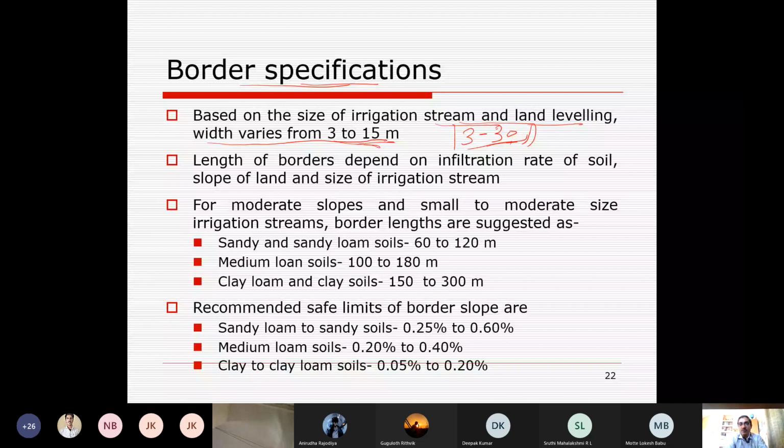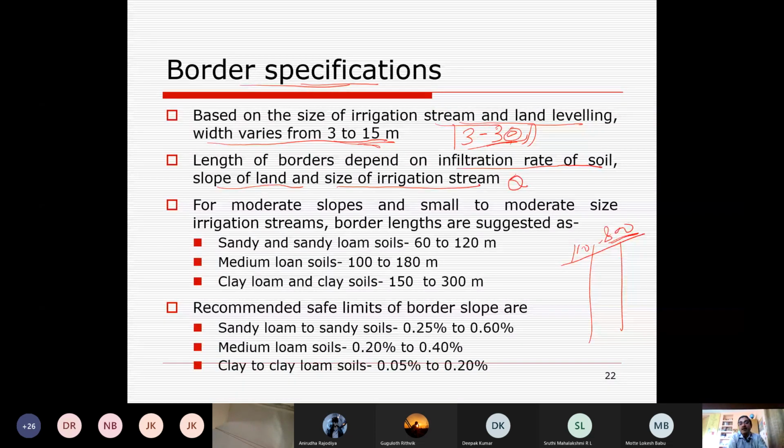The soil, slope of the land, and size of the irrigation stream determine the supply rate. For a moderate slope, this is one condition that is given. For a moderate slope and a small to moderate size irrigation stream, like a maximum of 50-60 liters per second, it is suggested that for sandy and sandy loam soil the border length be not more than 60 to 120 meters. Medium loam may go up to 100 meters, so 100 to 180 meters.